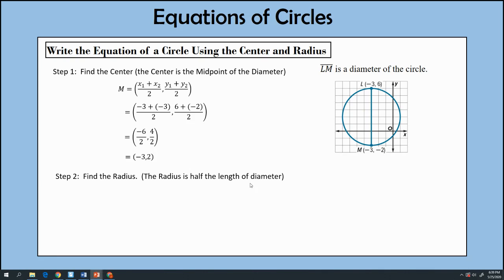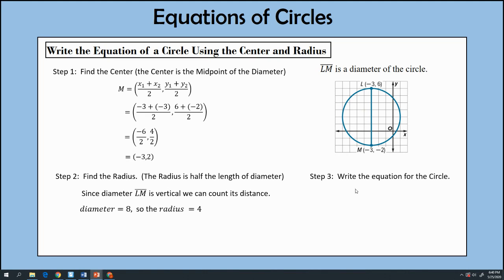Now we got to find the radius. Well, we know the radius is half the length of the diameter because it takes 2 radii to make a diameter. So since this diameter is vertical, we can just count it, right? Anytime it's horizontal, I should say, or vertical, we can just count. So if we count the distance from this point L to this point M, that's 8 units. So the radius has got to be 4. So I know the radius of this circle is 4. I know the center now is at (-3, 2).